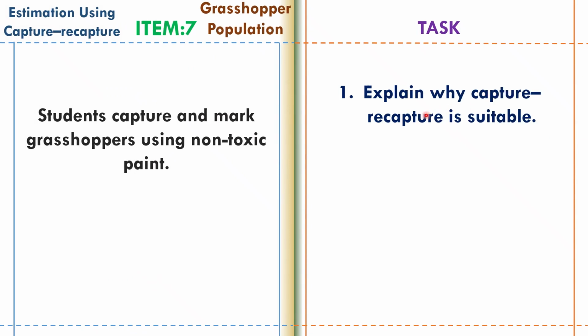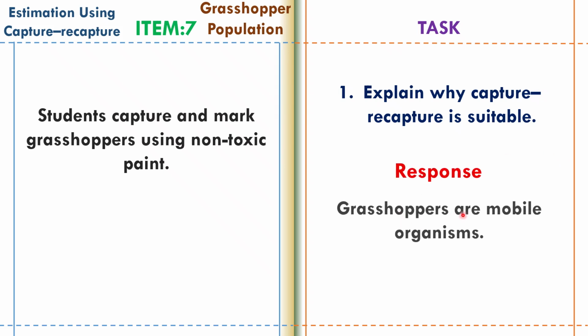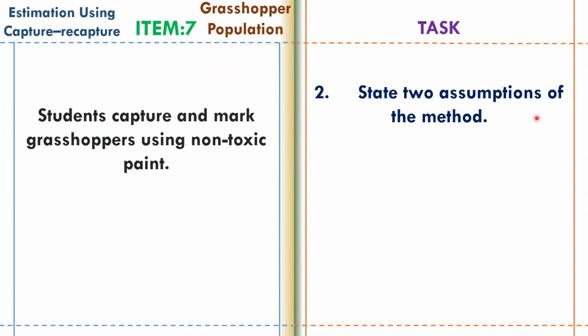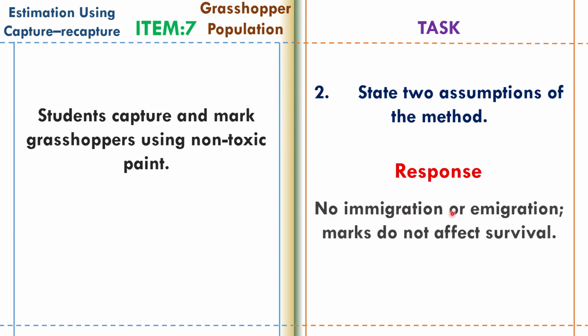Explain why capture-recapture is suitable. Grasshoppers are mobile organisms. State 2 assumptions of the method. No immigration or emigration. Marks do not affect survival.